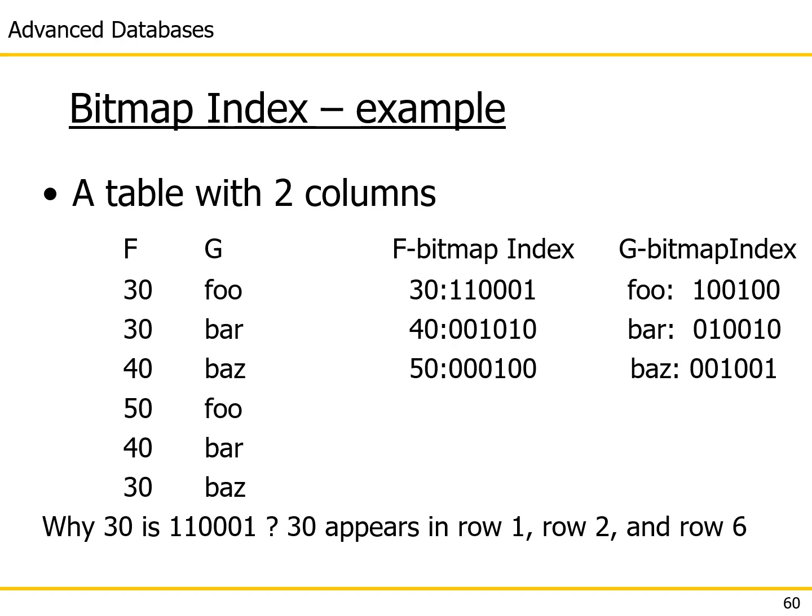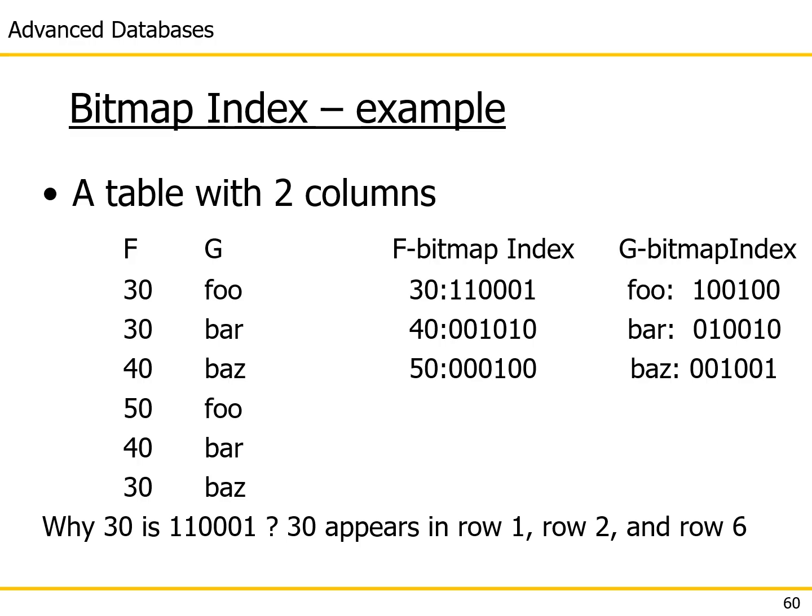This is my example here. Let's say I have two columns, F and G, and these are the values inside these two columns. Obviously, these two columns come from some database table. So how many rows do I have here? I have 1, 2, 3, 4, 5, 6 rows in this table. And I'm building a bitmap index on the F and G columns. So what that means is I will scan all of F and get all the values there, and I will create a bitmap for every unique value that appears there.